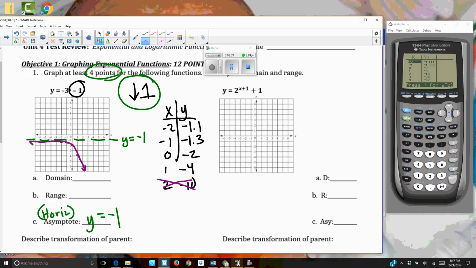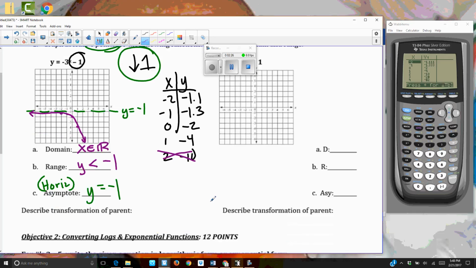So there's your graph. It never touches the horizontal asymptote, but gets really close. The domain, of course, is all real numbers because this graph goes left and right infinitely. The range is everything less than -1 because this graph never gets past the horizontal asymptote. It stays below that horizontal asymptote, so that's why its y is less than -1.